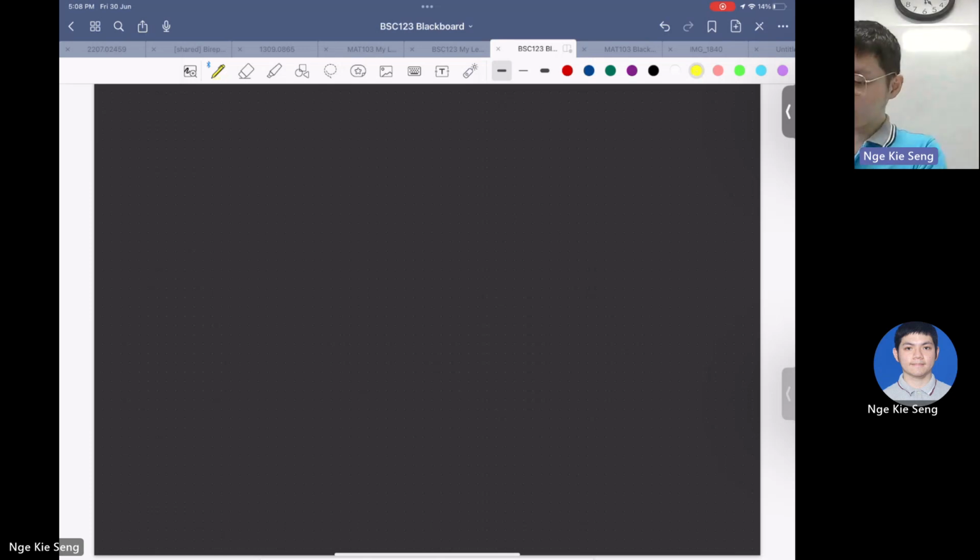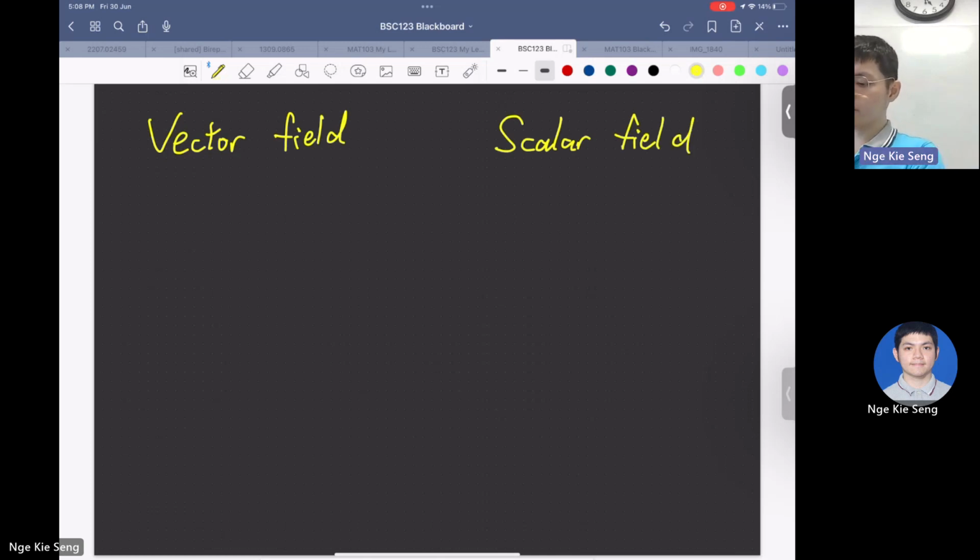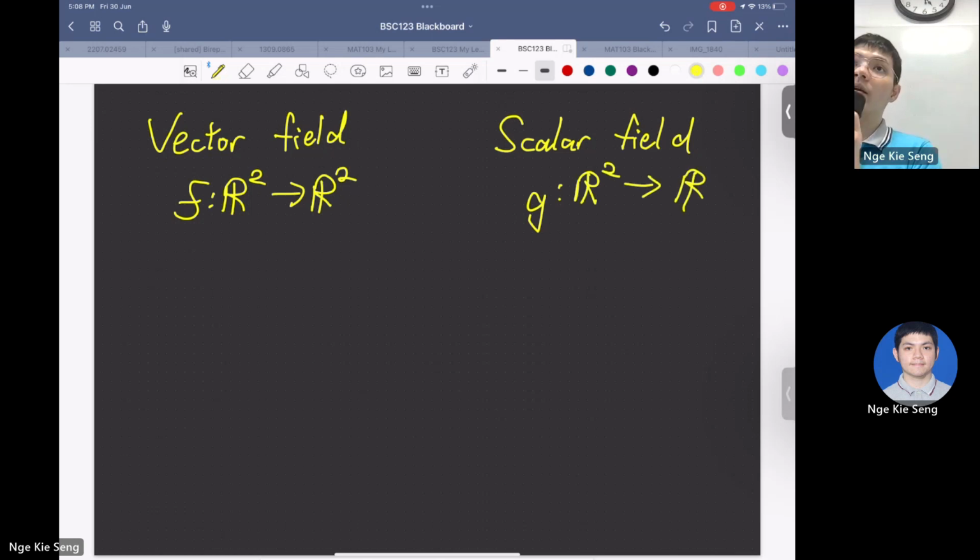Okay, so I think a lot of you are confused when I talk about vector field and scalar field. So what is a scalar field and a vector field? For example, a vector field on R2, a scalar field on R2. So maybe I'll give an example.